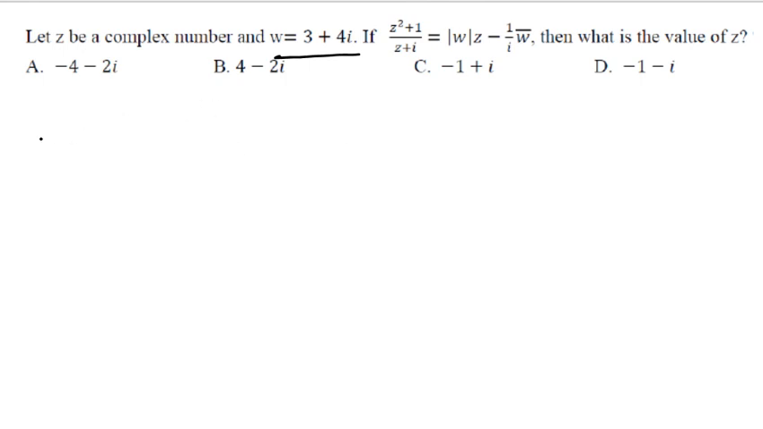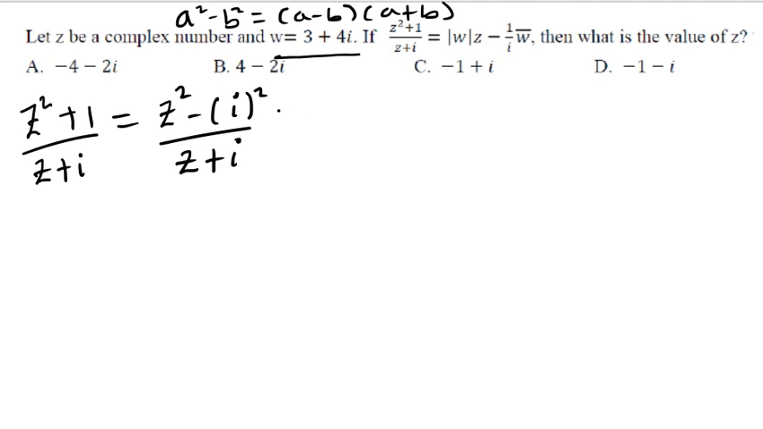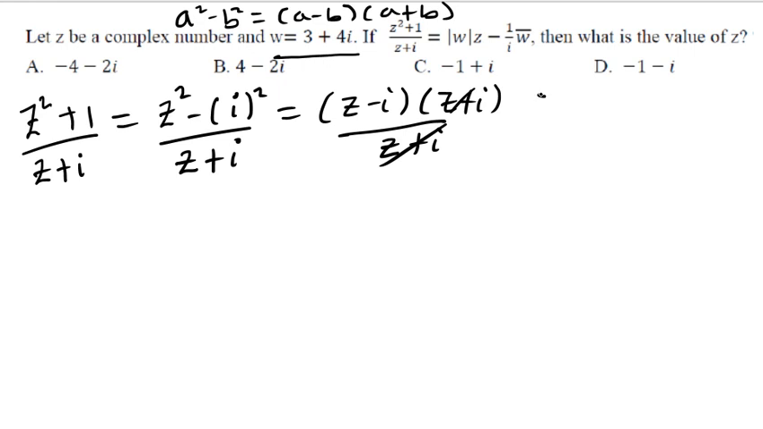Okay, so first of all, z squared plus 1 over z plus i, we can write this one as z squared minus i squared over z plus i form, because i squared means negative, so negative negative will be plus, as you see. So we can write this one systematically in this way. The reason, because we know that a squared minus b squared is the same as a minus b times a plus b form. So we can factorize and write this one as z minus i times z plus i, the whole over z plus i. Then we can cancel this, so what is left? z minus i is left.